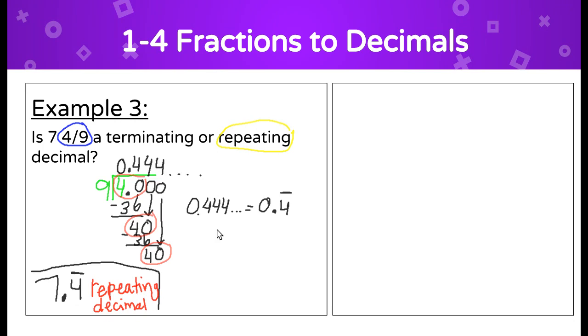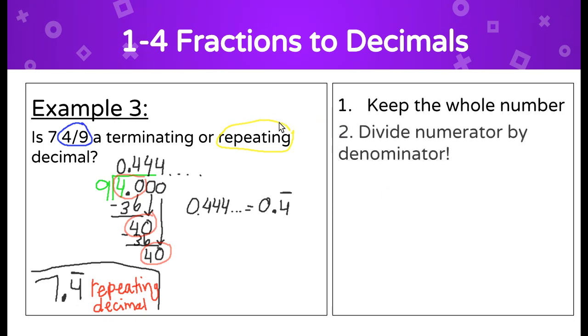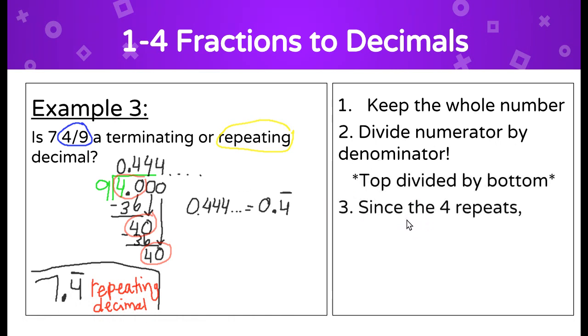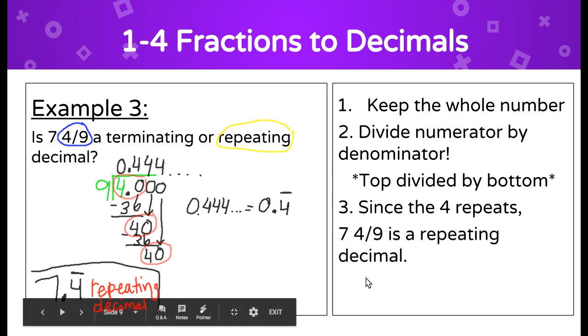So let's go ahead and go over the steps real quick. First, we had to turn this into a decimal so we could see if it was terminating or repeating. Well, we do that by dividing. And we put in the top and we divide it by the bottom. And since we see that the 4 is repeating, then we know 7 4/9 is a repeating decimal.